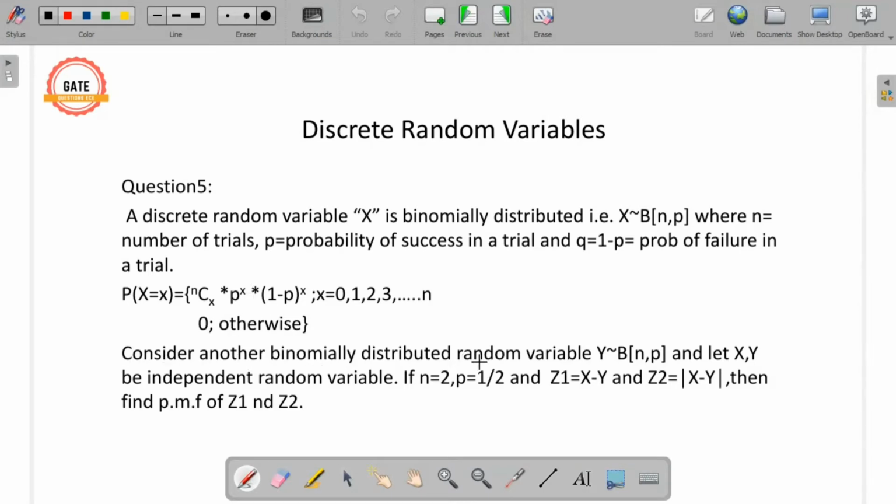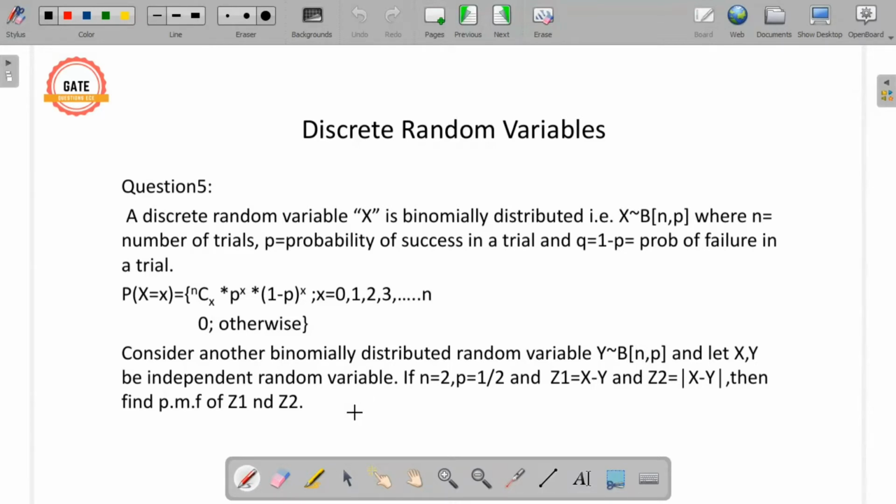Consider another binomially distributed random variable Y, also with parameters n and p, and let X and Y be independent random variables. If n is equal to 2, p is equal to 1 by 2, and Z1 is equal to X minus Y, and Z2 is equal to mod of X minus Y, then find the PMF of Z1 and Z2. I request all the students to pause the video here for 2 minutes and try to solve this question.